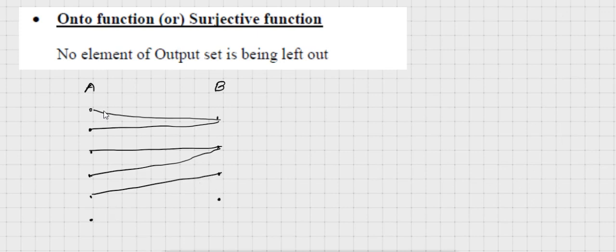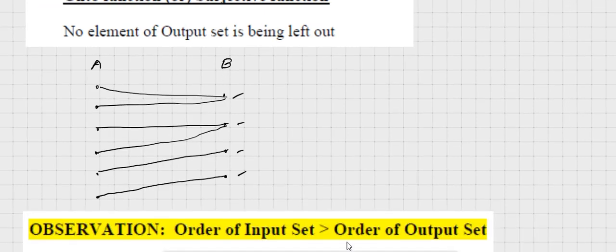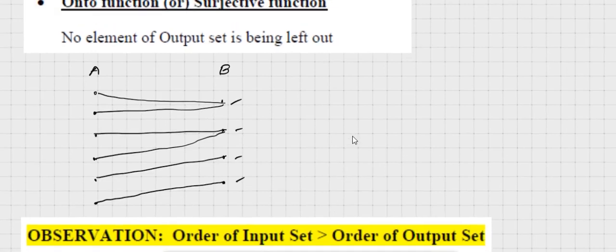If I am marking this to this, if it is mapped this to this, see, check, all the elements of B were filled, that is, the output set was filled. Okay, so this is an example for an onto function. What is the observation here? On the order of input set and output set, the order of the input set should be greater than the order of the output set for an onto function. Okay, that is very important.